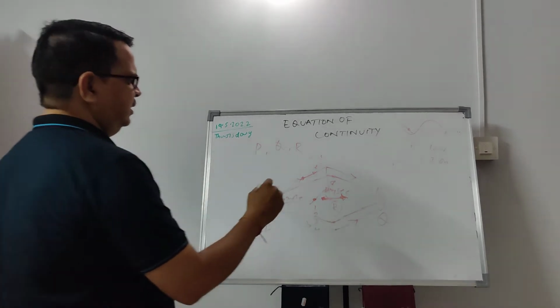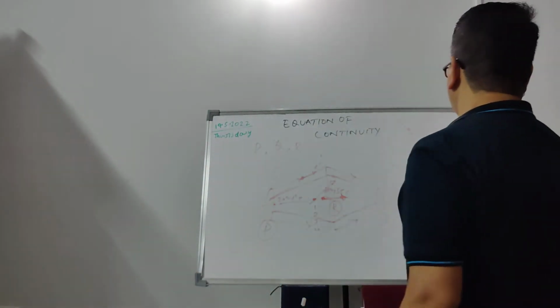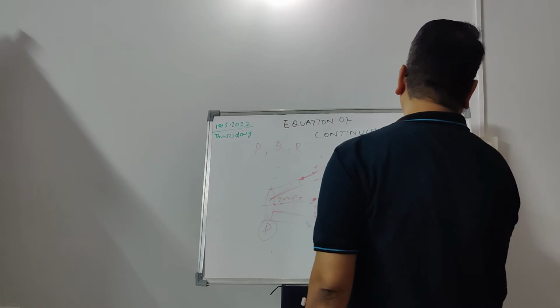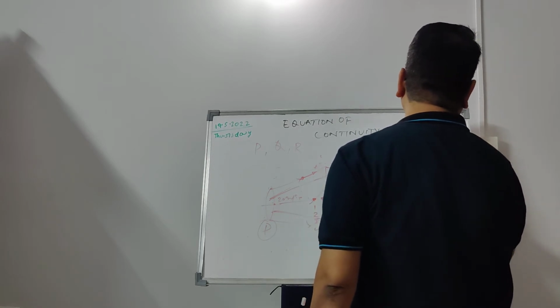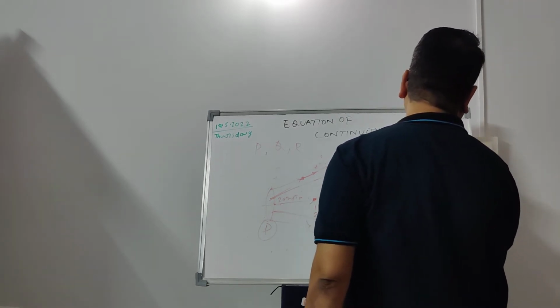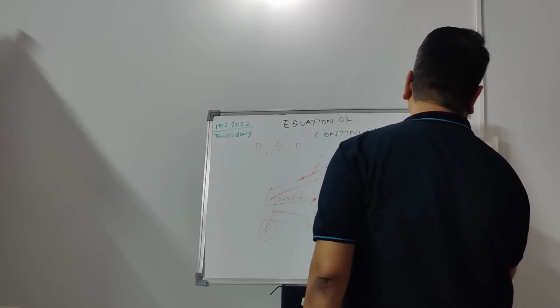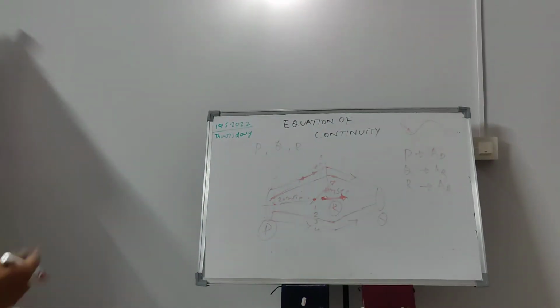So let us imagine I have three cross sections, P, Q, and R. The area of cross section at point P is AP. The area of cross section at point Q is AQ. The area of cross section at point R is AR. So these are three areas of cross section.